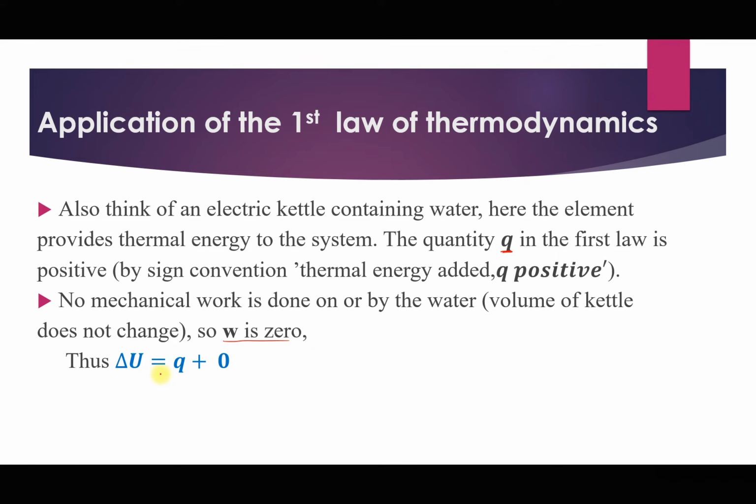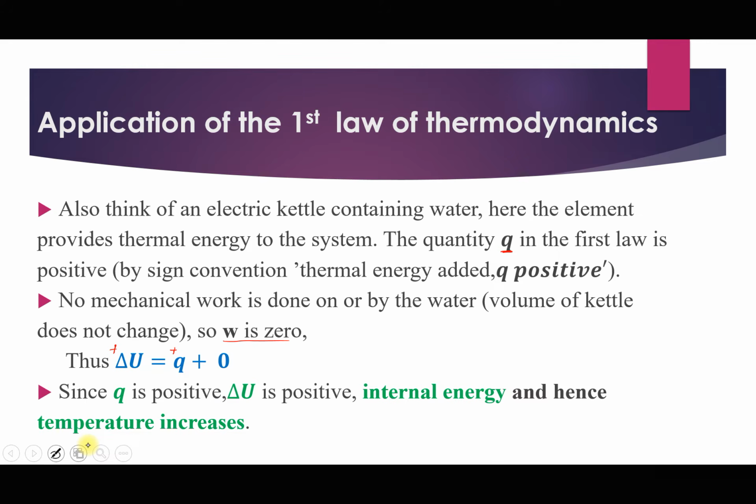So from delta U equals Q, if Q has been added to the system by the heating element, it means Q is positive, which will also make delta U positive. Therefore, the internal energy is an increase. So the internal energy increases, which also means the temperature of the system increases.